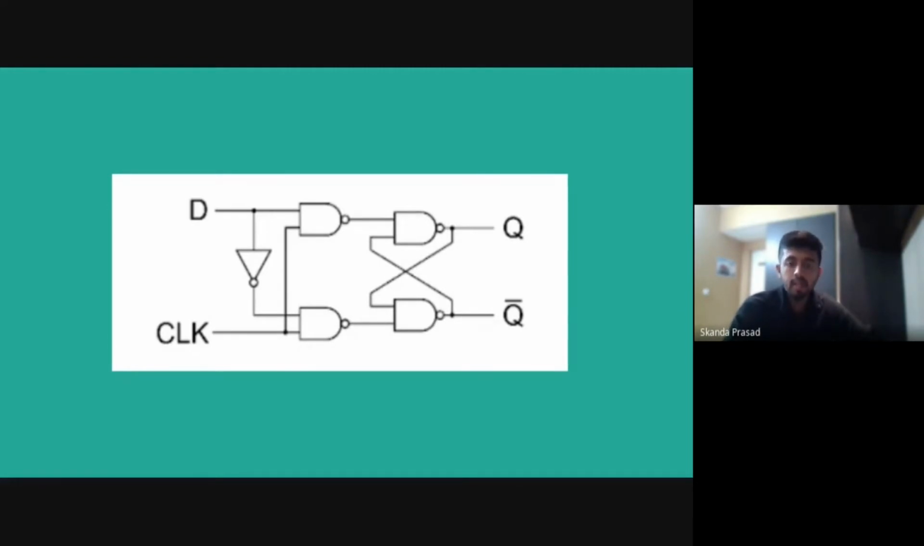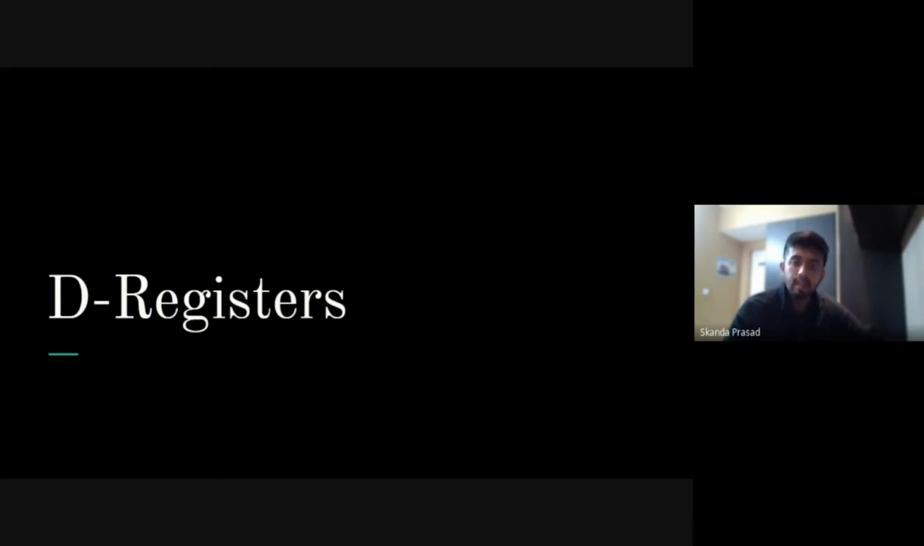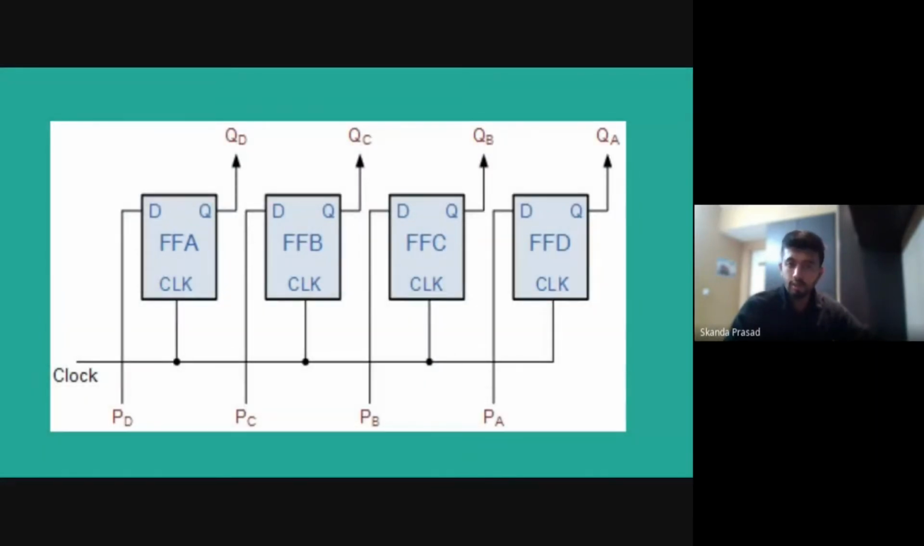Okay. So the next thing is D registers. We'll be building one of those now. So what are D registers? For our SAP computer, we'll be using a D register, which is either 4-bit or 8-bit. Here is a diagram for you. This is an example of PIPO, that is, parallel input and parallel output.